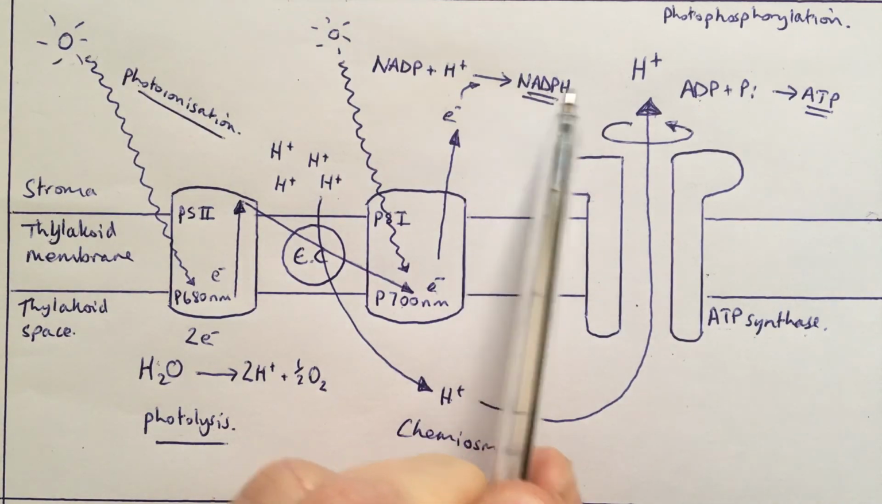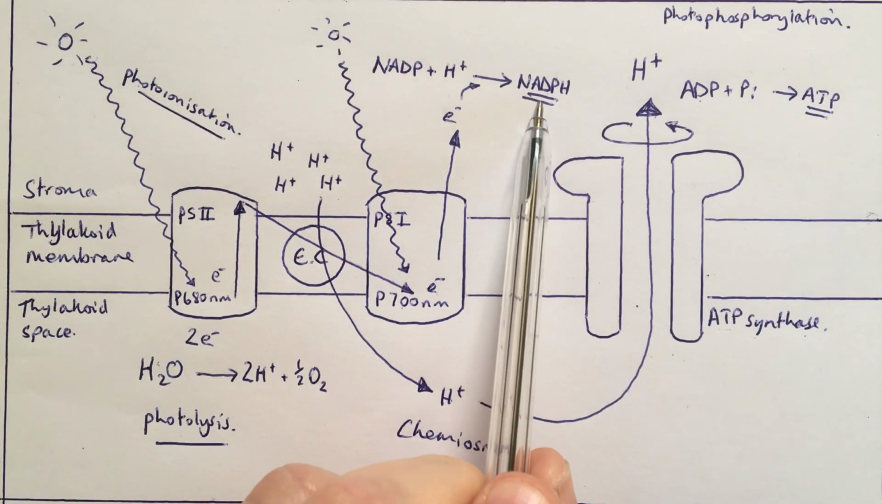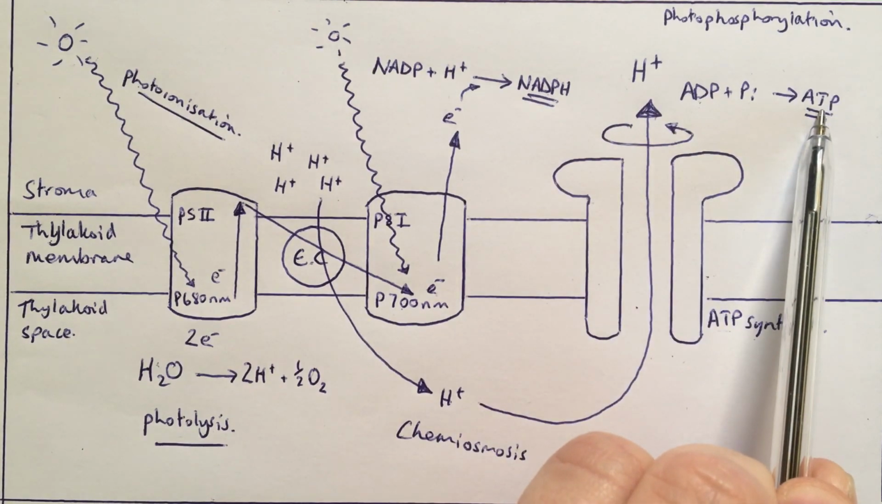Our NADPH and our ATP are essential for the light-independent stage, or the Calvin cycle. Without NADPH and ATP, you cannot go through stage 2. So the whole point of the first stage, or the light-dependent stage of photosynthesis, is generating NADPH and ATP.